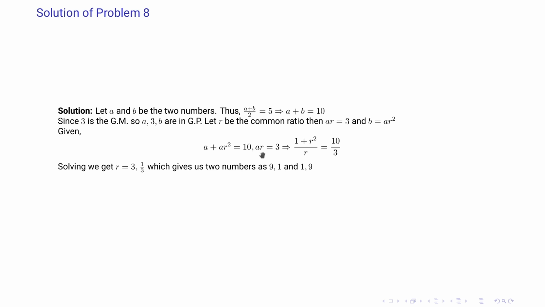Now from the formula for geometric mean, we get ar is equal to 3. Now we divide a plus ar square equal to 10 by ar is equal to 3. So we get (1 plus r square) by r, a gets cancelled, is equal to 10 by 3. From this, we have a quadratic equation which gives us two roots, 3 and 1 by 3. So upon substituting this for a or b, we get the desired numbers as 9, 1 or 1, 9.